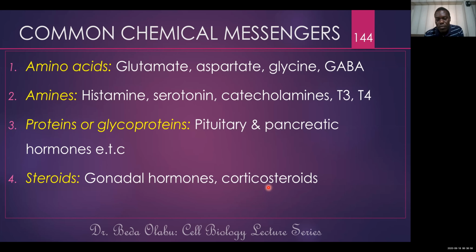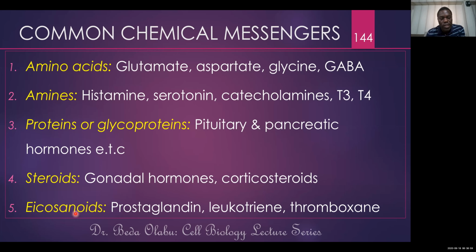Lastly, we have what we call eicosanoids. Eicosanoids are chemicals which are formed from membrane lipids. The lipids in the cell membrane are the ones which form these chemicals. So examples include prostaglandins, leukotriene, and thromboxane. You'll come across these ones mainly even in immunology. They tend to be inflammatory markers.